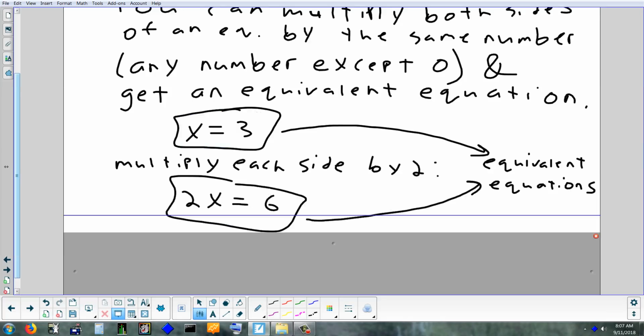2 times what gives you 6? 3. And it says up above, x equals 3. These are equivalent equations because the top equation says x equals 3, and the bottom equation also has an answer of 3. They're the same thing. So as long as you multiply both sides by the same thing, you're good. And it's the same for division.